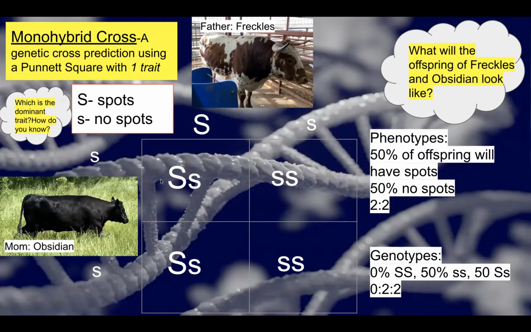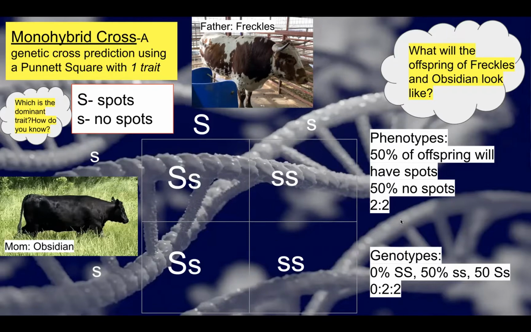So this is our dominant right here, an uppercase S with a lowercase s. So half the offspring will have spots. The other half, look on our other side of the Punnett square, these two squares have lowercase s's, so they will have no spots. So 50% will have spots and 50% will not have spots.